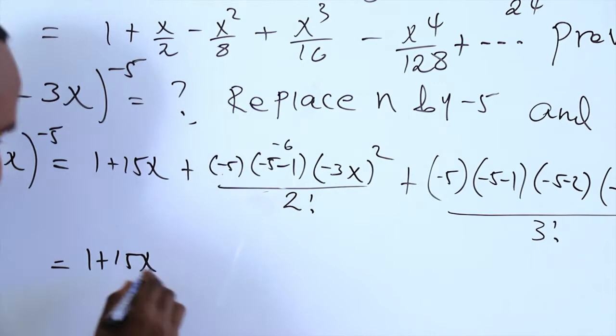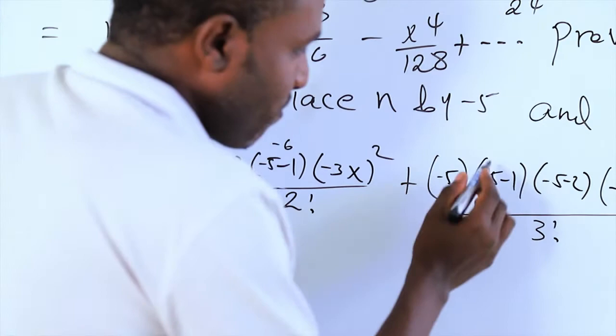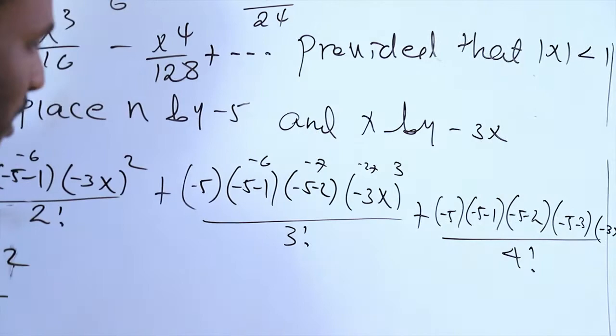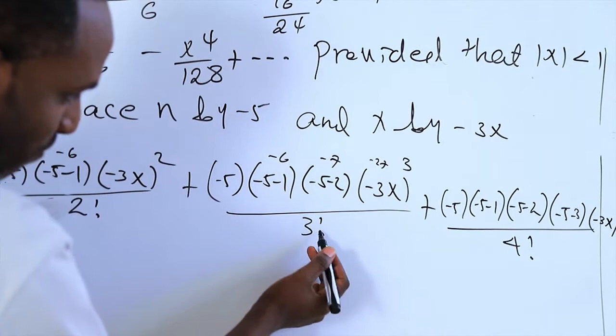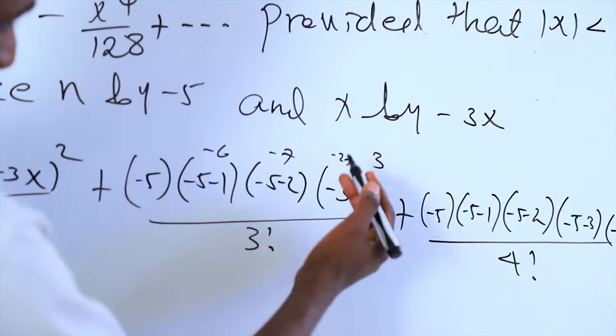So 270 x to the power of 2 over 2 factorial, which means 2. And again, minus 5, minus 6, minus 7, and minus 3 x to the power of 3, which is negative 27. Therefore, 3 factorial means 6, so this 6 by 6 is cancelled out. The only thing is minus 5 multiplied by minus 6 multiplied by minus 7 multiplied by 27.